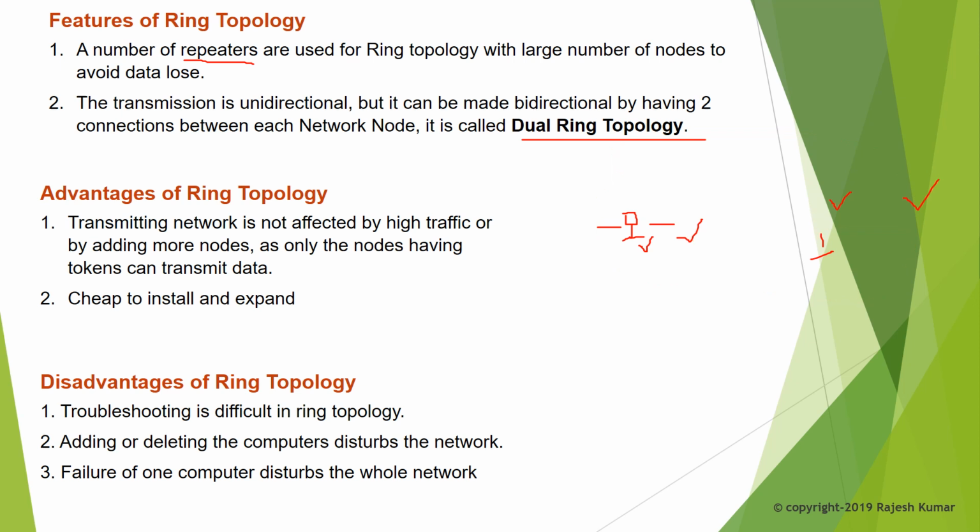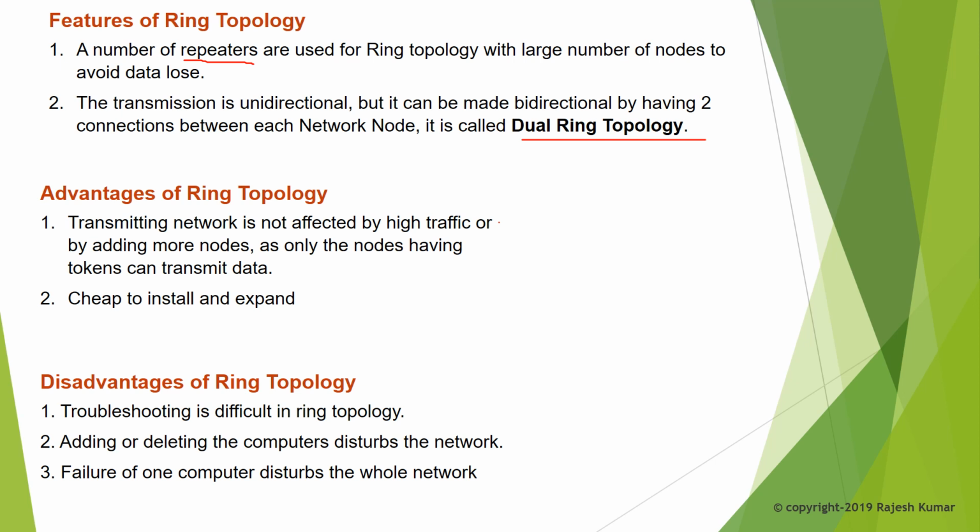Now let's talk about some advantages and disadvantages of the ring topology. The first and the foremost advantage of the ring topology is that it can send the data at a higher transmission speed, like it can send the data faster than the bus topology, as we discussed earlier. The second advantage is that it is cheaper and convenient to install. So it's very easy to install the ring and connect the computers.